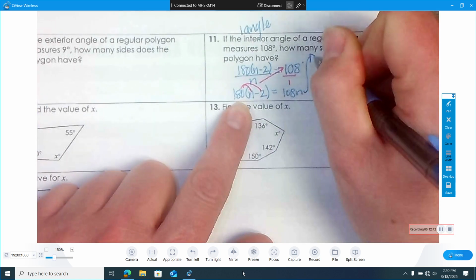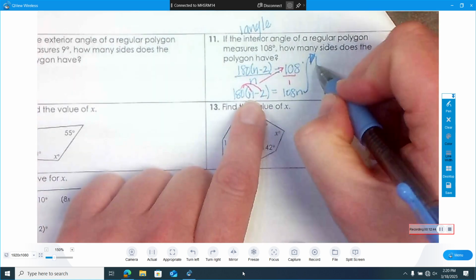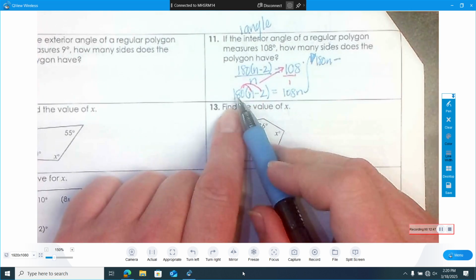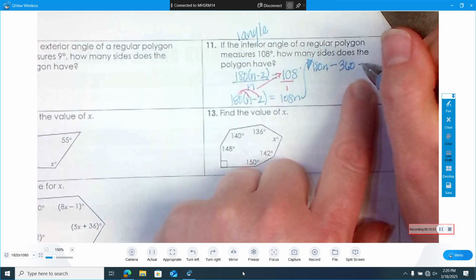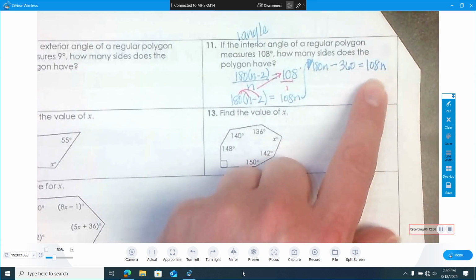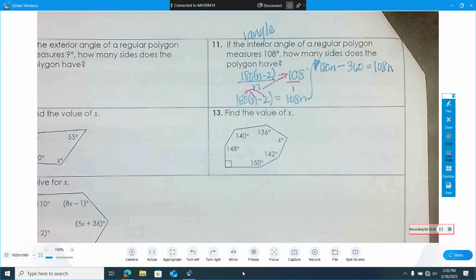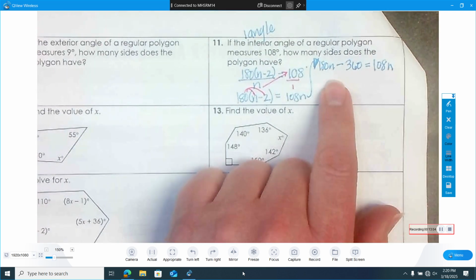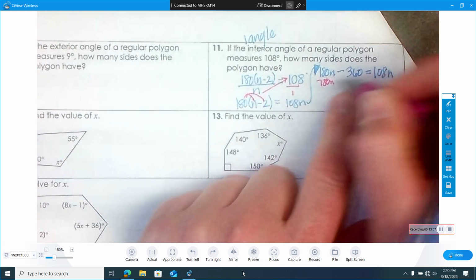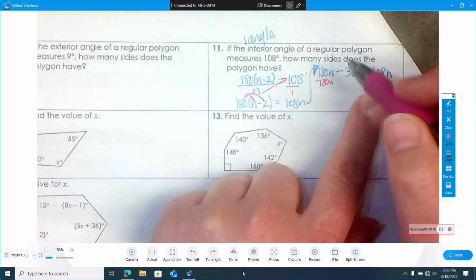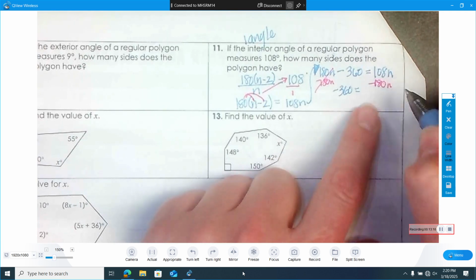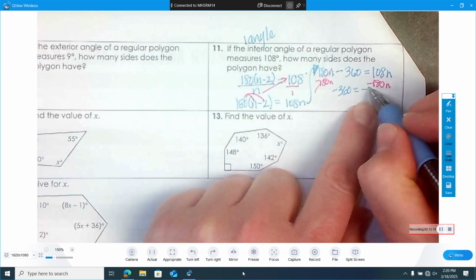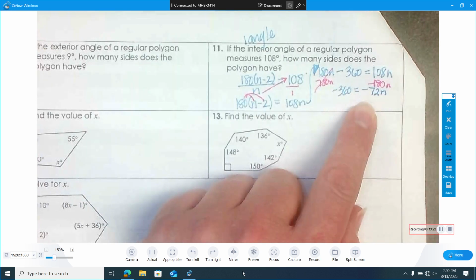I'm going to do this up here, moving over. All right, 180 times n, and then 180 times negative 2 is negative 360. And that equals 108n. So 180n minus 360 equals 108n. What should I do next? I'm going to subtract 180n to get my n's together. It's going to save myself a step there. So I have negative 360 equals negative 72n there. And then what do we need to do?